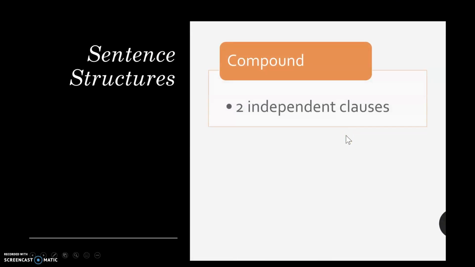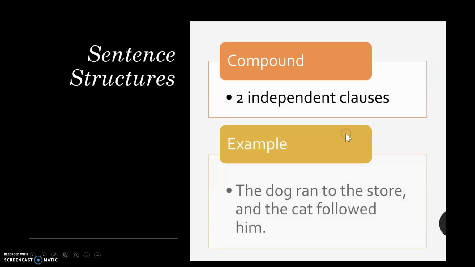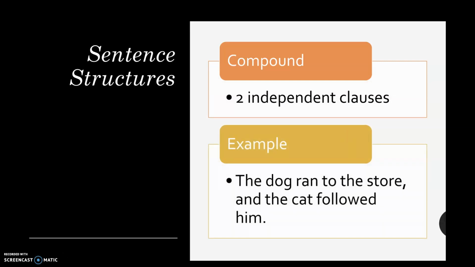A compound sentence contains two independent clauses. For example, the dog ran to the store and the cat followed him. The dog ran to the store is an independent clause. You have your subject, the dog, you have ran to the store, which is your predicate. Then you have another one, the cat, subject, predicate is followed him. But they're combined into one sentence. So this is a compound sentence.